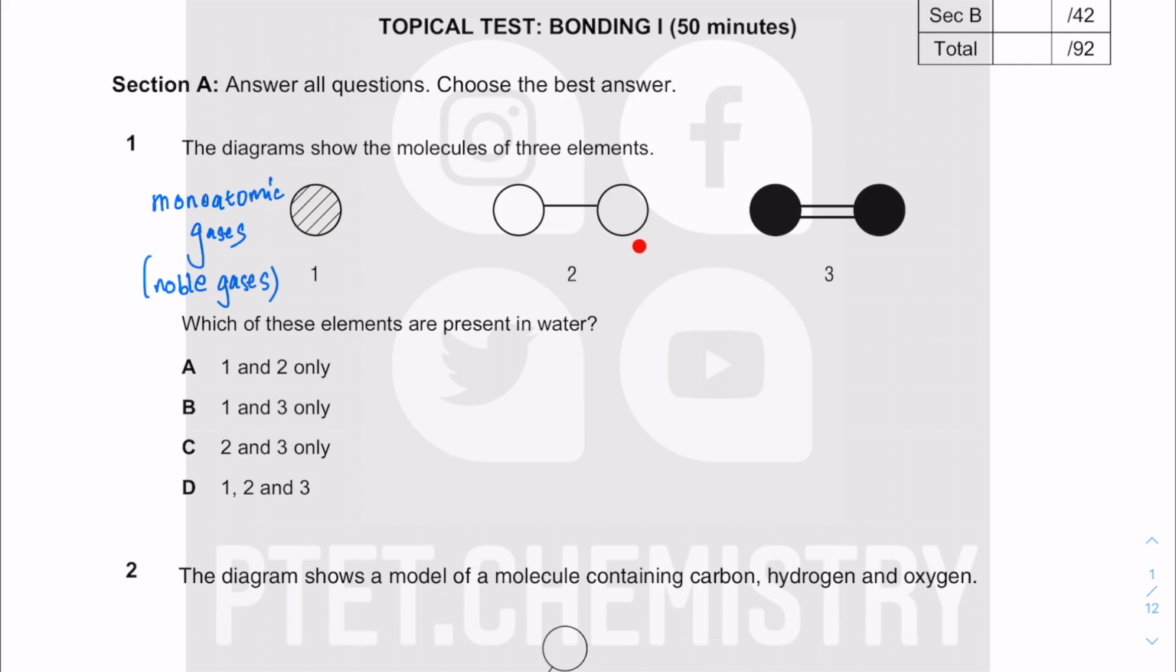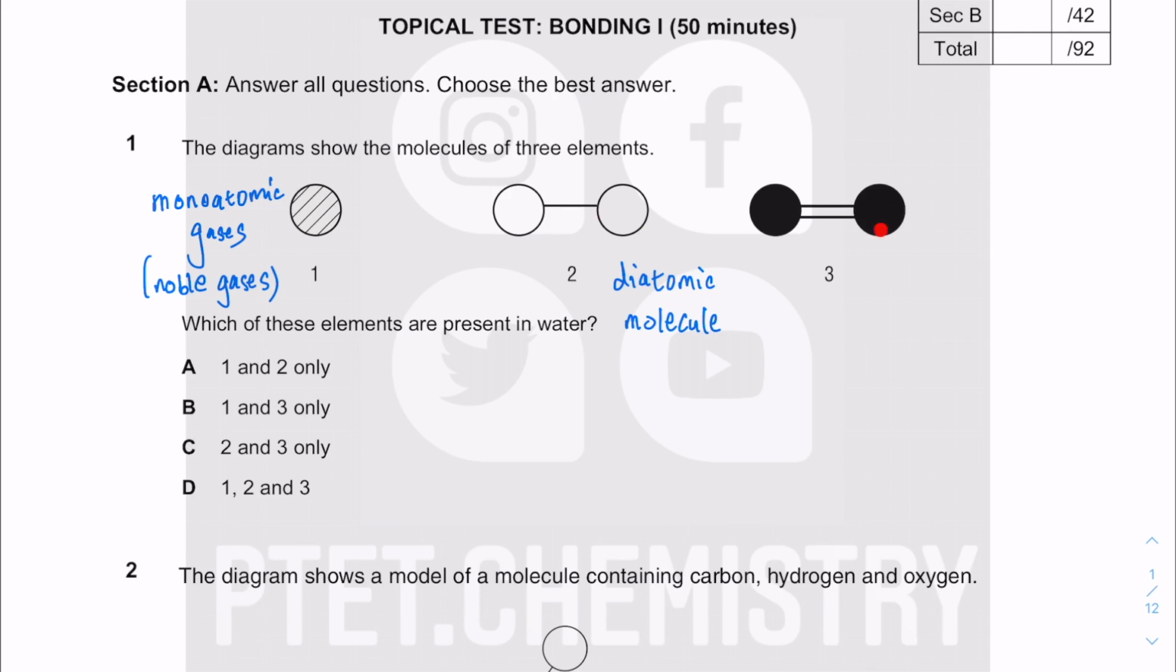This is an element, but it's a molecule. So this is actually called a diatomic because di refers to 2. So diatomic means 2 atoms in this molecule. The 2 atoms are exactly the same. So there's only one type of atom. So this is an element.